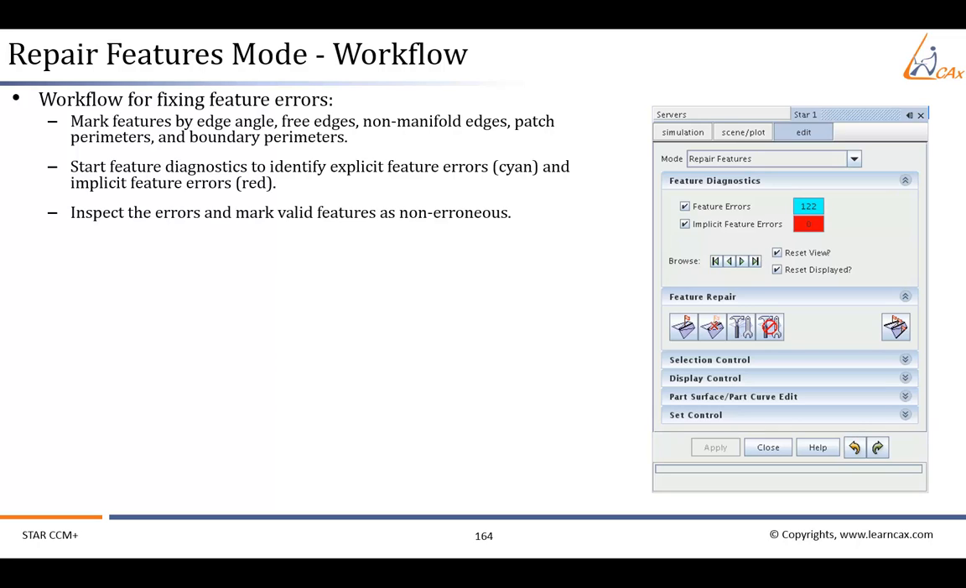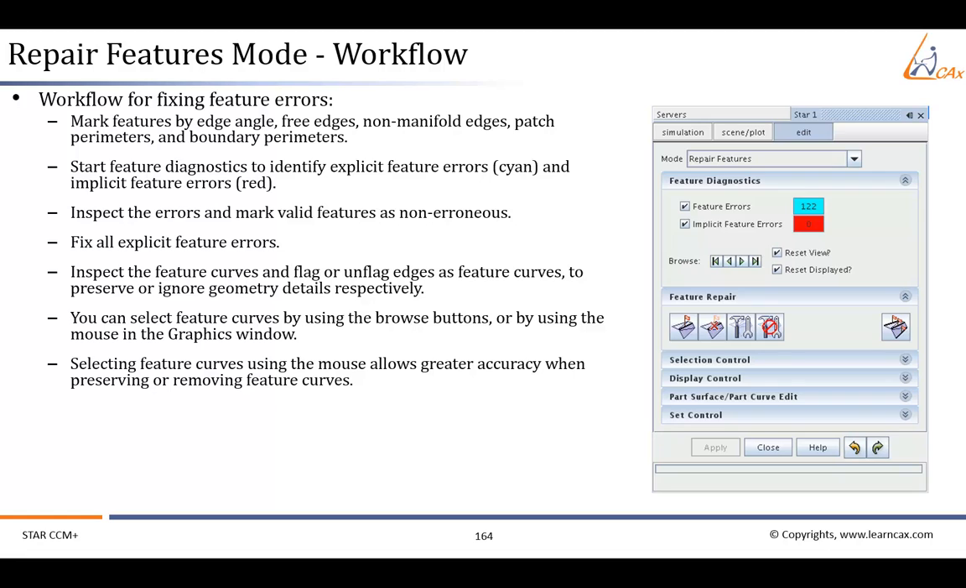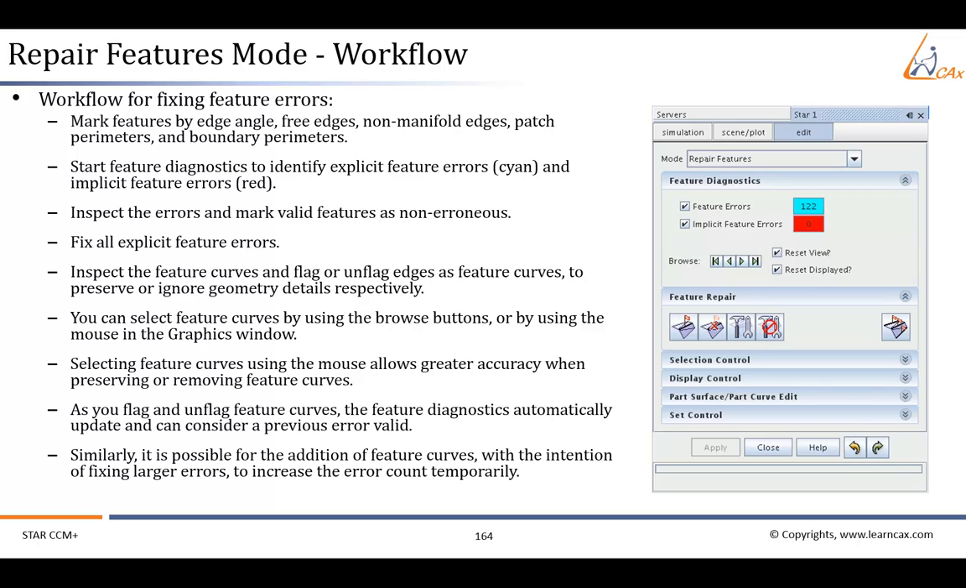Then, inspect the errors and mark valid features as non-erroneous. After this, fix all explicit feature errors. Then, inspect the feature curves and flag or unflag edges as feature curves to preserve or ignore geometry details respectively. You can select feature curves by using the browse buttons or by using the mouse in the graphics window. As you flag and unflag feature curves, the feature diagnostics automatically update and can consider a previous error valid.